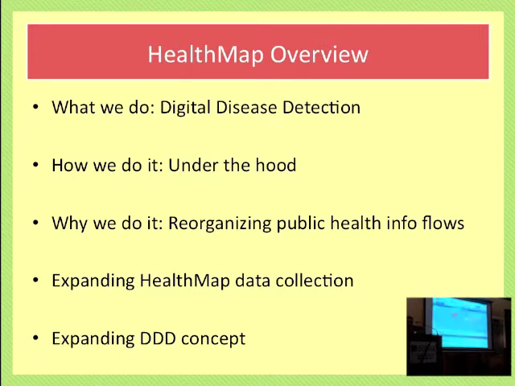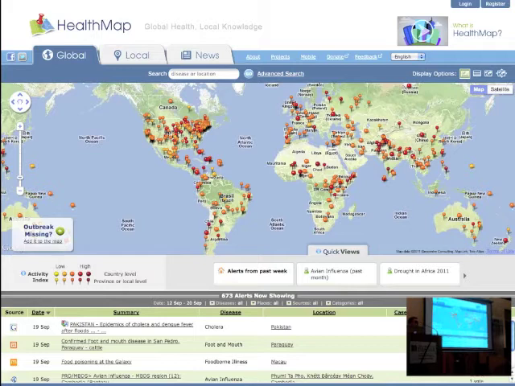So for those of you who aren't familiar with HealthMap, this is it. If you go to healthmap.org, this is the website that you're going to see. And if you're not a public health professional, it might be a little bit confusing. But I want to break it down a little bit just so you have some idea of what's going on. So what you see on the map are what we call alerts or events.